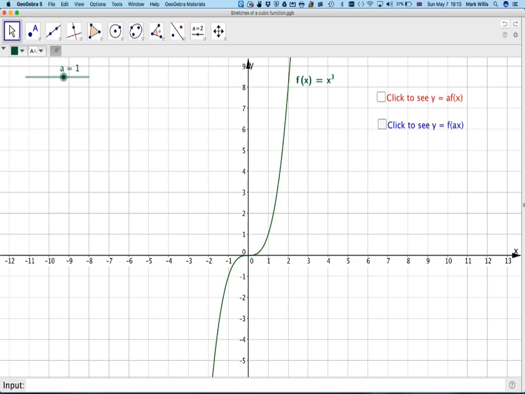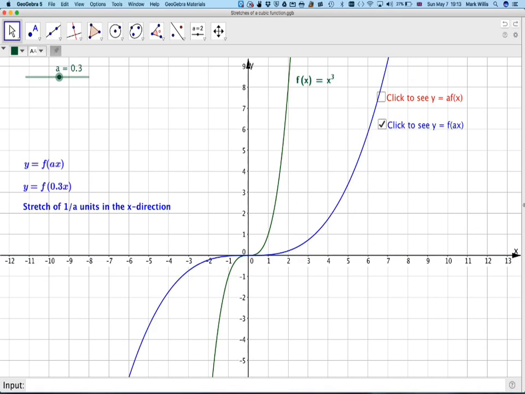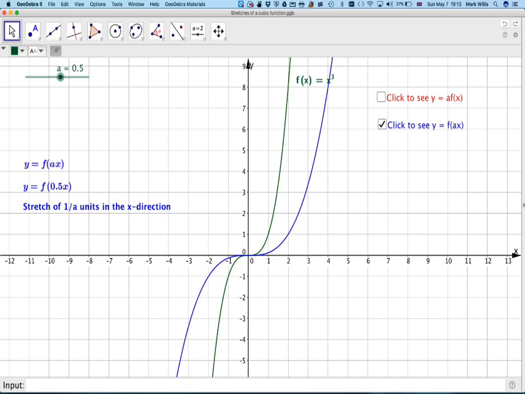To now do f of brackets ax and see what that does. Okay, so if I make this a half, which is what I'm asked to do, which is there. Okay, what happens this time? This is a stretch, it stretches the x coordinate by 2 units. So this is a half here, it's a stretch of 2 units here, 1 over 2. So you multiply the x coordinates by 2 units, and you see the same happening here as well.